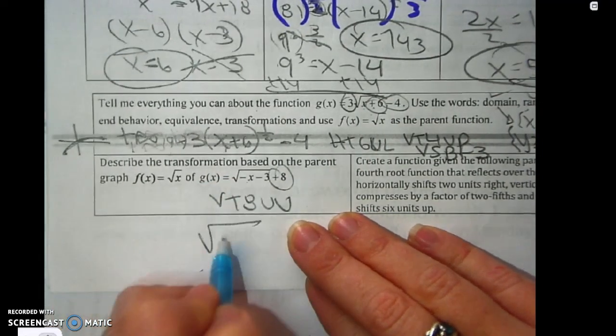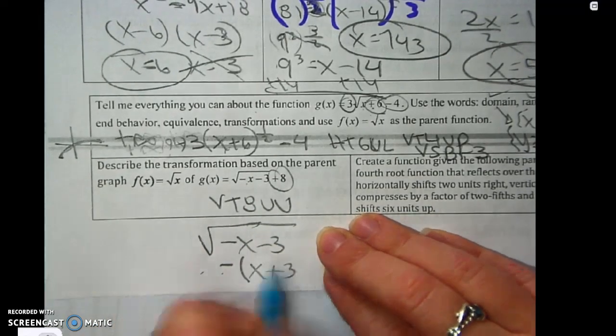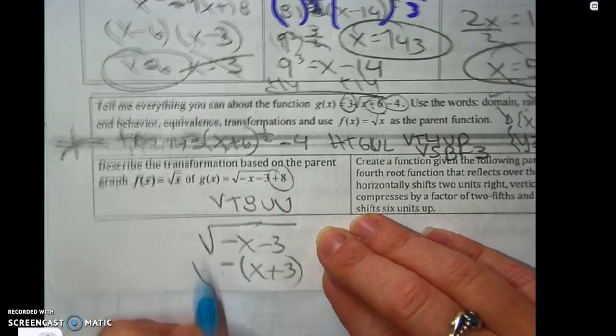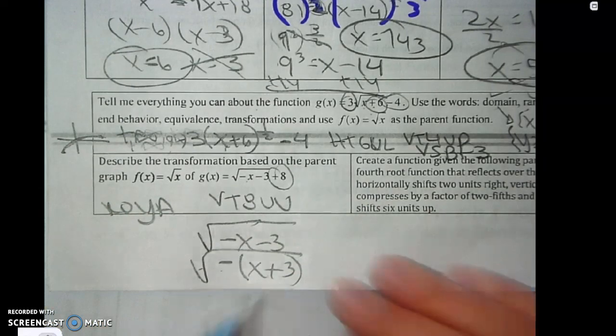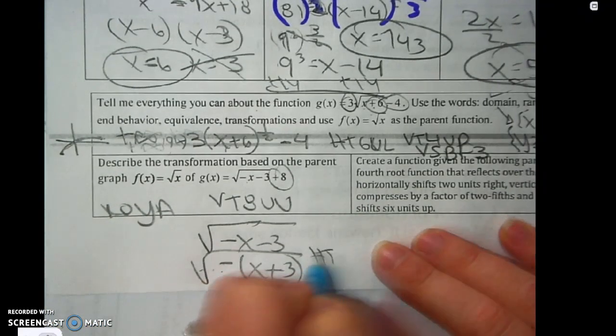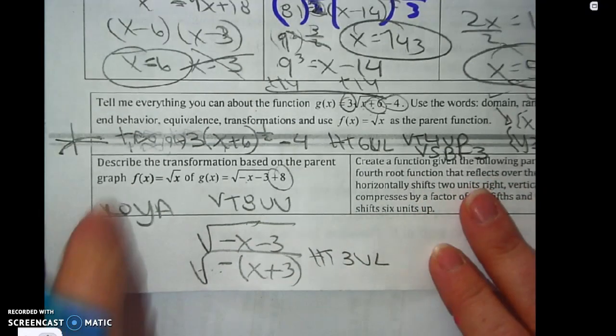Now this is where it gets confusing. This is negative parentheses x plus 3. So this negative is a reflection over the y-axis. And then this is a horizontal translation, 3 units left. Okay.